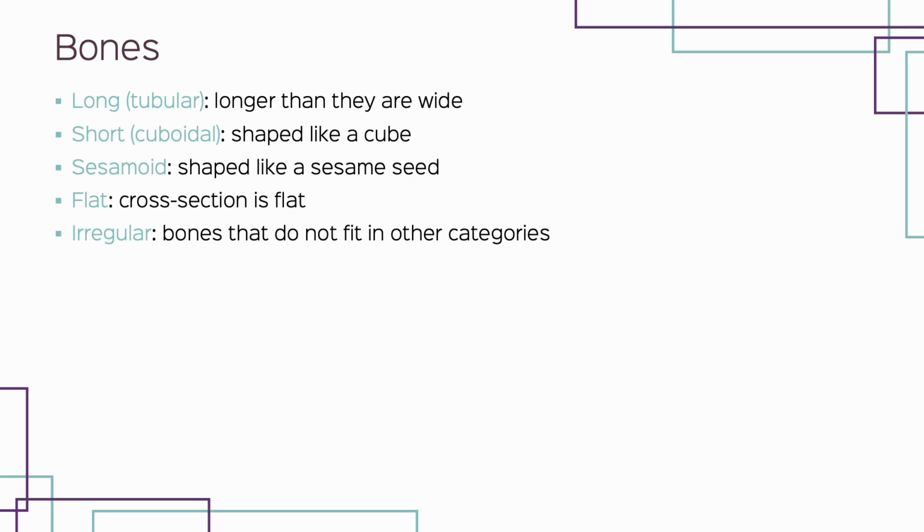Flat bones have a layer of spongy bone between 2 thin layers of compact bone. The cross section is flat and not rounded. The skull and ribs are examples of flat bones. And then your irregular bones are the bones that do not fit into any of the other categories of bones. Vertebrae will have their own shape, and they are considered irregular bones.